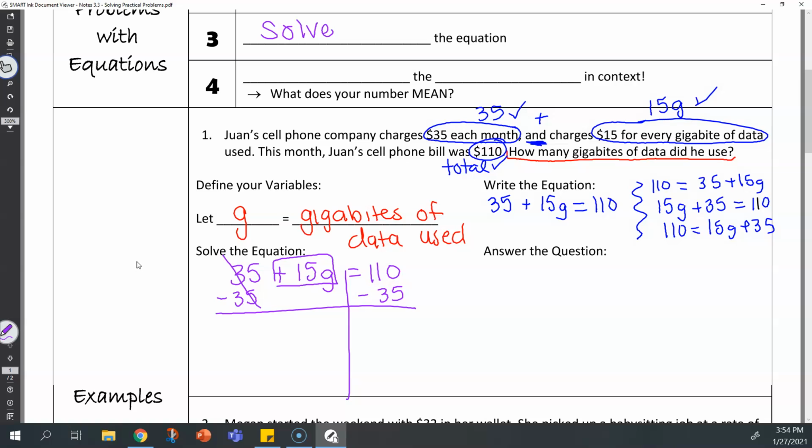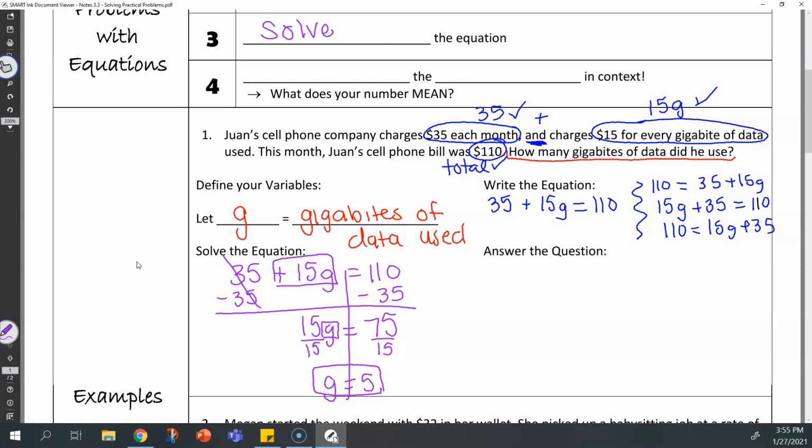My 35s reduce to 0, they go away. And I'm left with just 15G equals 110 minus 35, which is 75. Okay. Then I need G to be alone, so I'm going to divide by 15. And my result is that G is equal to 5. Okay. So I found that G equals 5. That's all well and good.